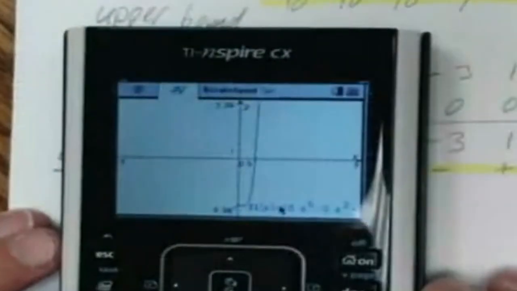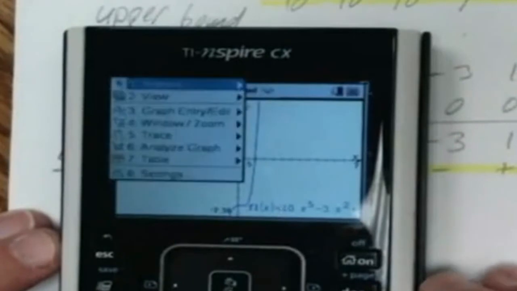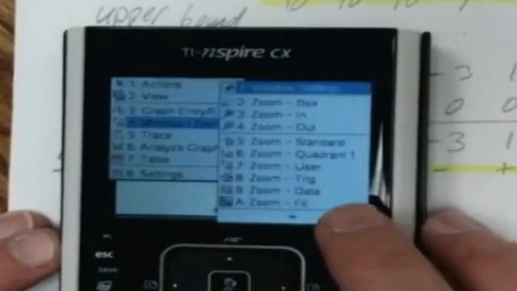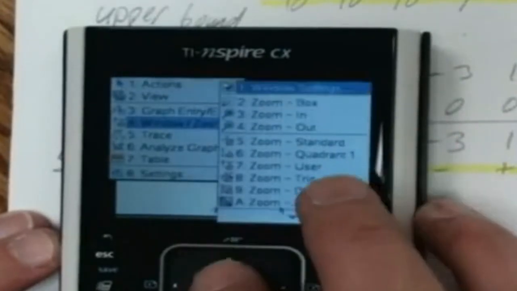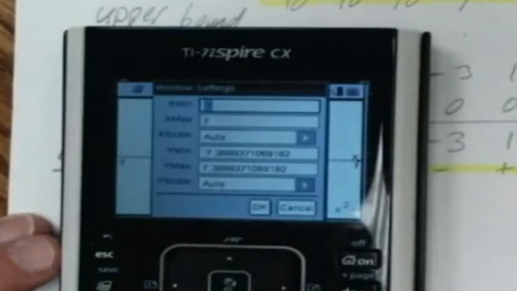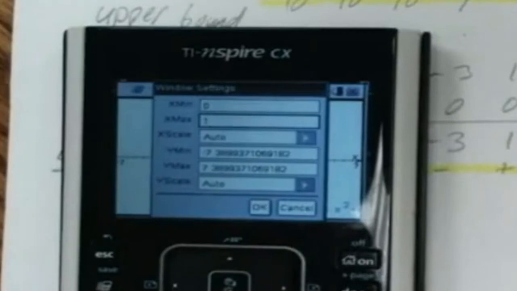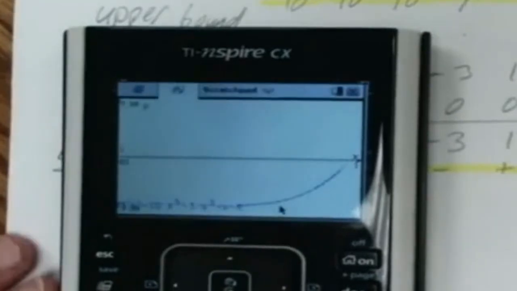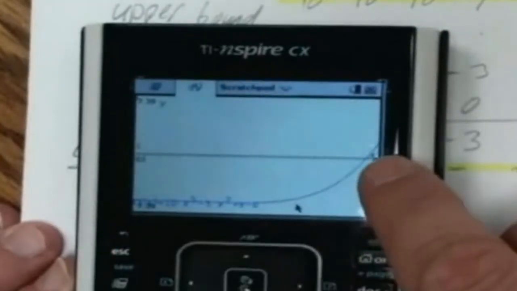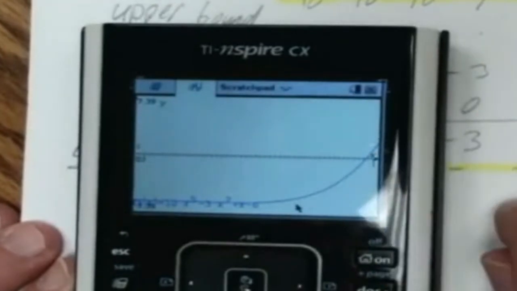And if we zoom in, the menu, window, zoom, I'm going to set my window settings. And I want to put the minimum x at 0 and the maximum x at 1 because we know all the zeros are between 0 and 1. So I see this, it's almost at 1 where it crosses. It's way down on this end, way down on this end.